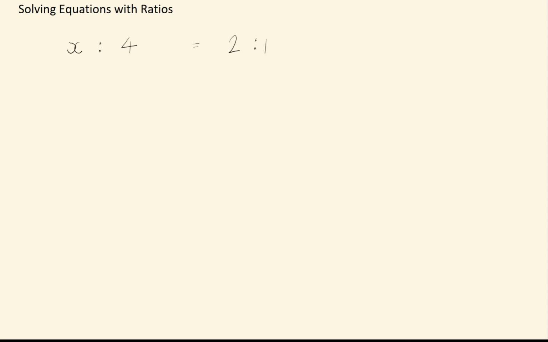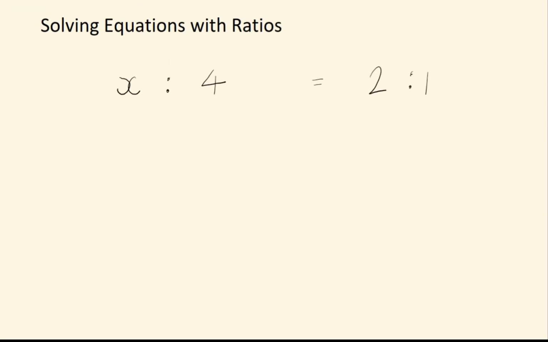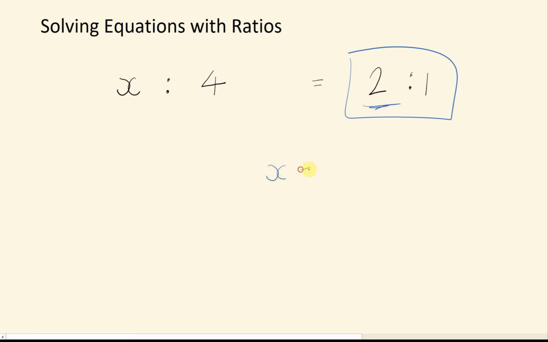Hi, in this video we're going to look at solving equations with ratios. So here we're told that x to 4 is the same as the ratio 2 to 1. You see, this ratio 2 to 1 here means that the number here will always be double this number here. So we can see fairly clearly that x is going to be 8 in this case.